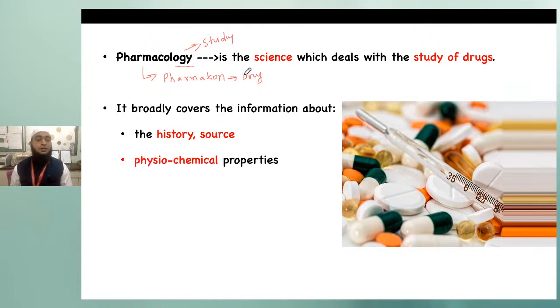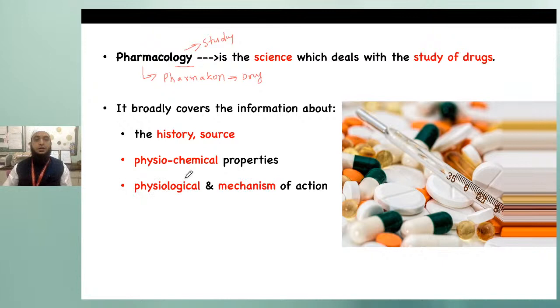In addition to this, it also includes physiochemical properties. Most of the physiochemical properties that you might have studied in the physical pharmacy subject are also very important with reference to this subject, because based on these properties of the drug, there is change in the pharmacokinetic parameters. We'll see what we mean by pharmacokinetic parameters. So pharmacology broadly covers the information about physiochemical properties of the drug.